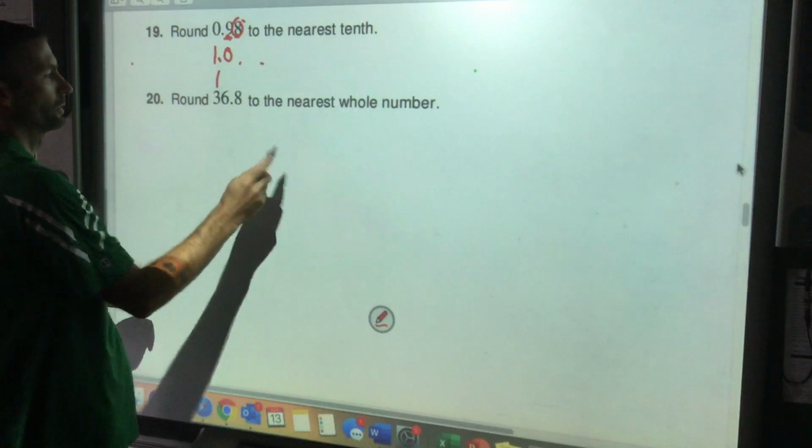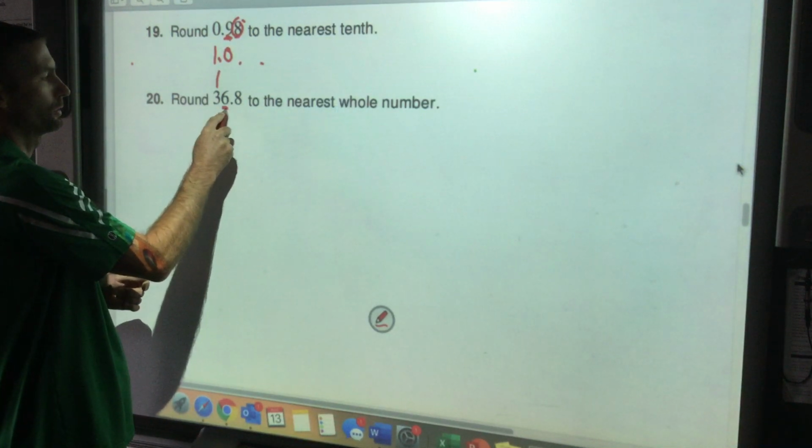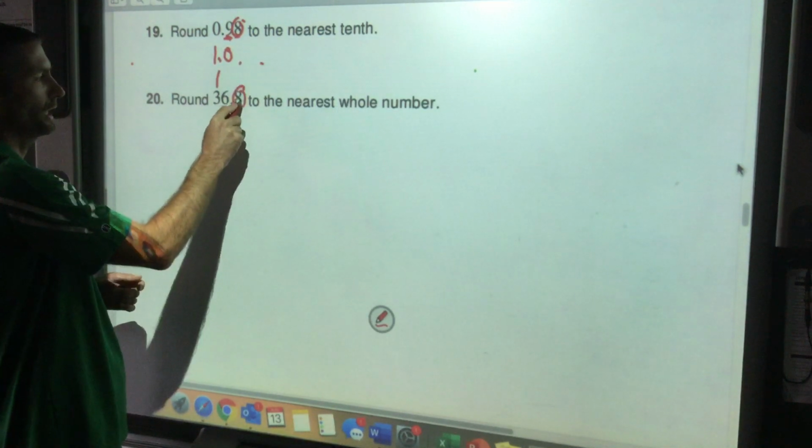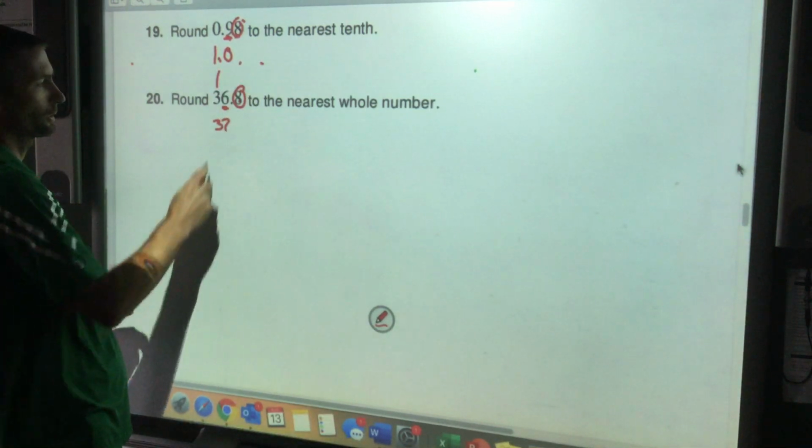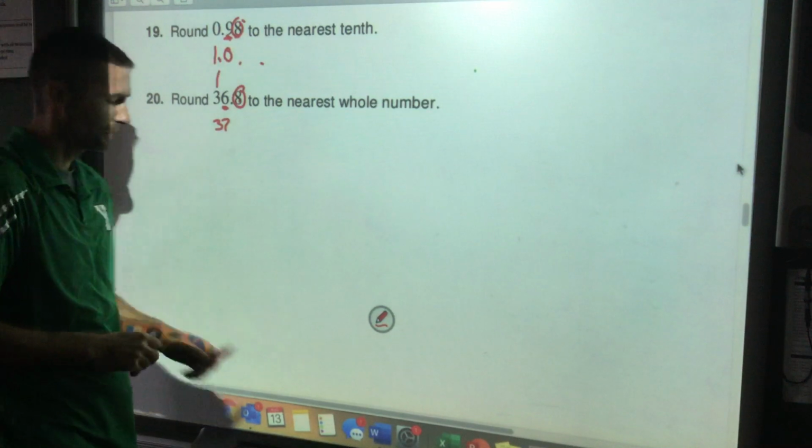Round this to the nearest whole number. Locate your number, whole number, 1's place, look right next door, 8, 5 or higher, add one more, 4 or lower, just ignore. So your answer is 37.